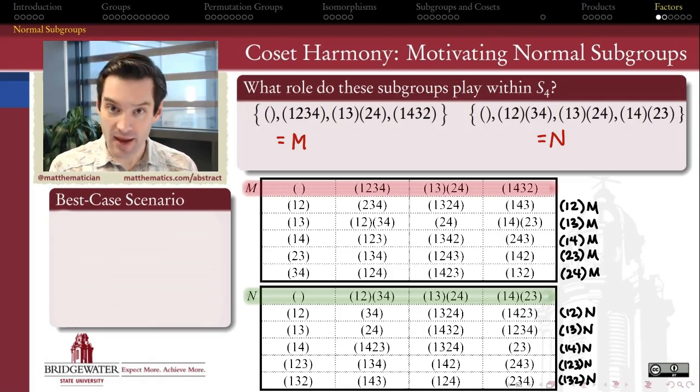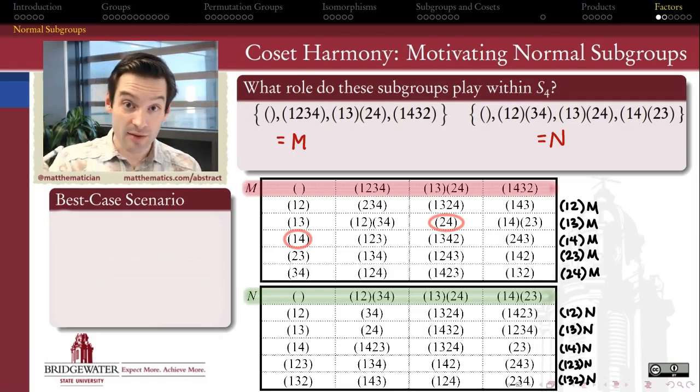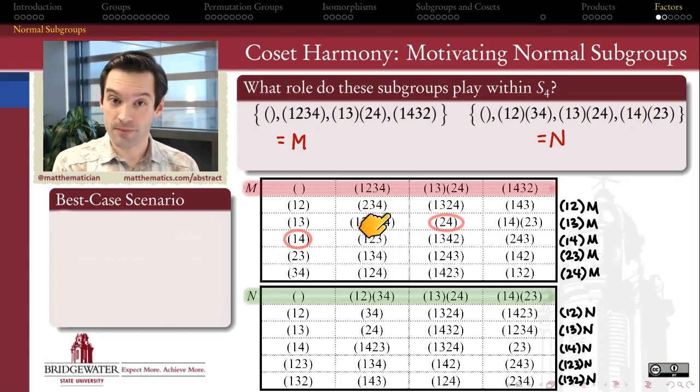In order for that to be the case, I need them to act like individual elements. In other words, I need to be completely blind to the differences between different elements in the same coset. For example, if I take the element (2 4), which is representing the 3rd row here, and I take the element (1 4), which is representing the 4th row, if I multiply those 2 elements of S4 together, their product is (1 2 4), which is an element of the 6th row.